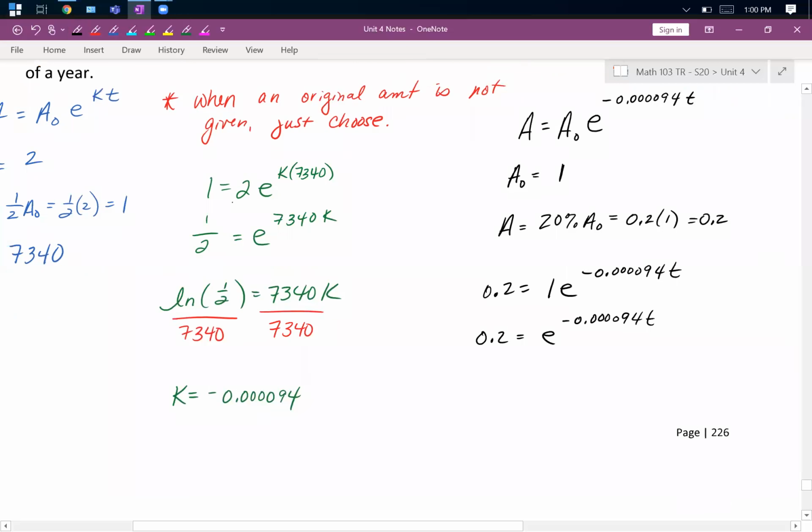We're ready to rewrite it in logarithmic form. Natural log of 0.2 is negative 0.0000094 t. And then we'll divide.